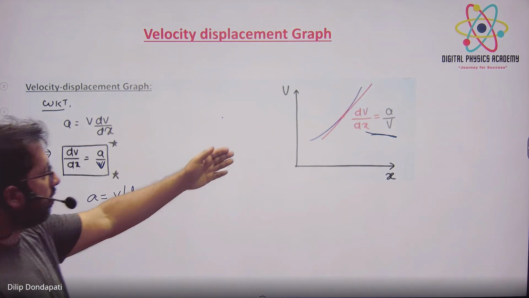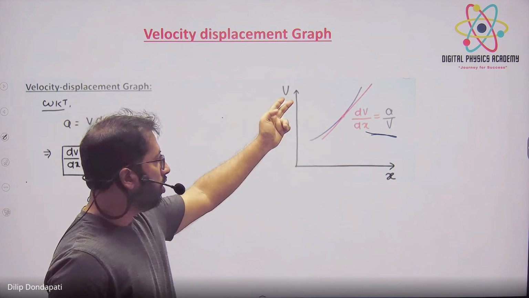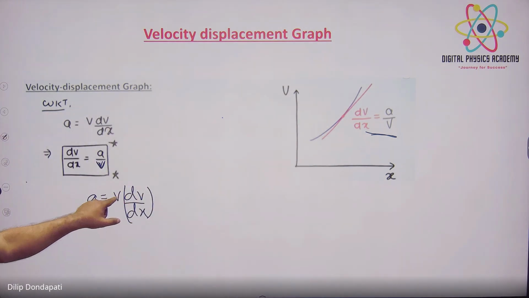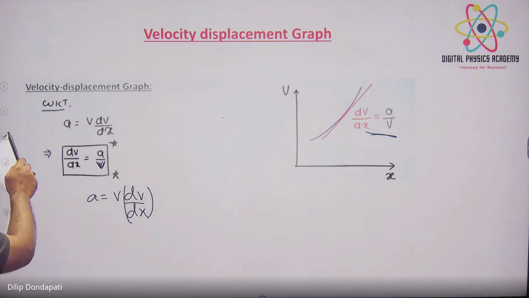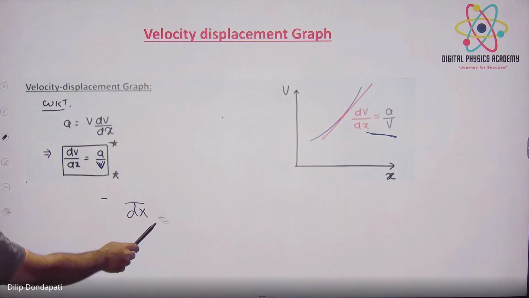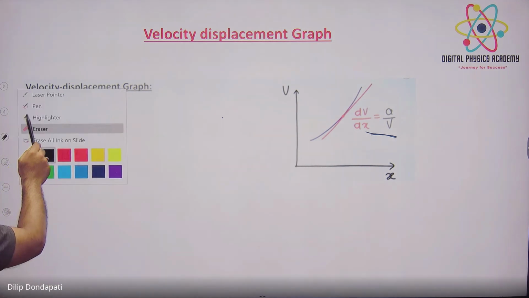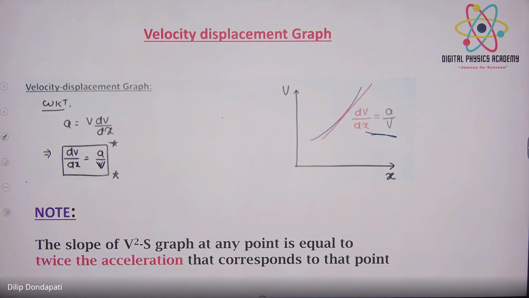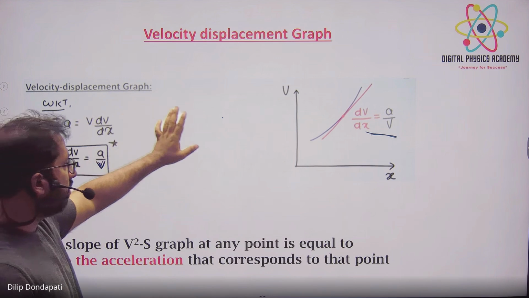Because slope means always dV by dx, right? So dV by dx from this method, A by V will come. That is only slope. Look, slope of the velocity-displacement graph gives A by V.